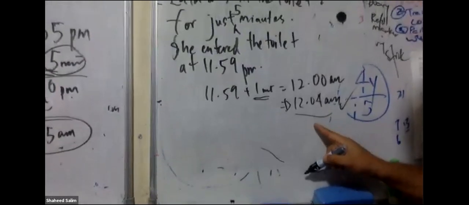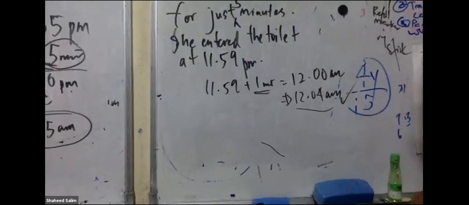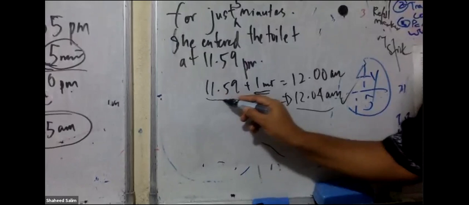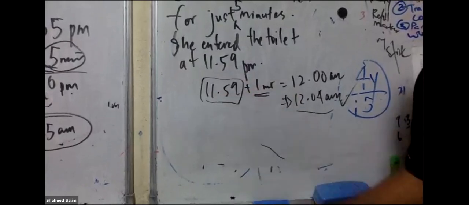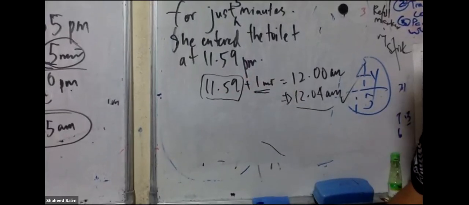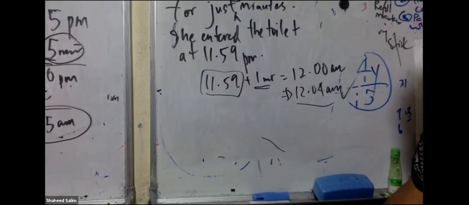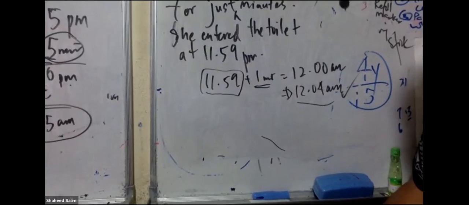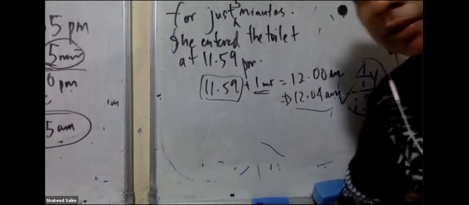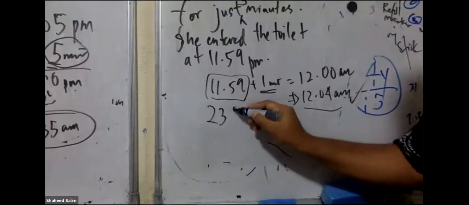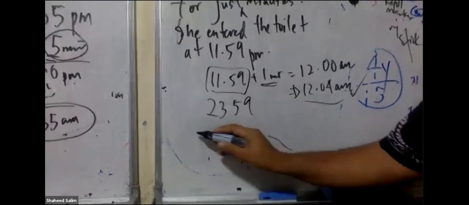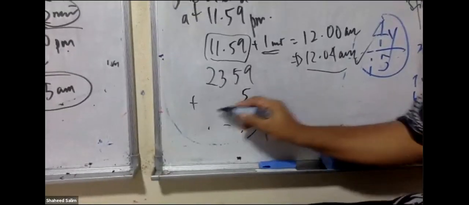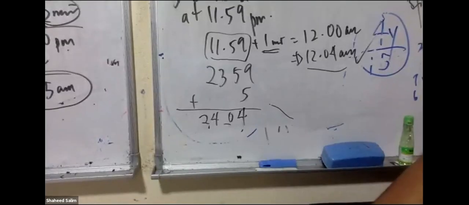This is one way of doing it. I'll show you another way of doing it. What is 11:59 PM in 24-hour clock? 23:59. Good. So you just plus 5 minutes. You get 24:04, right?